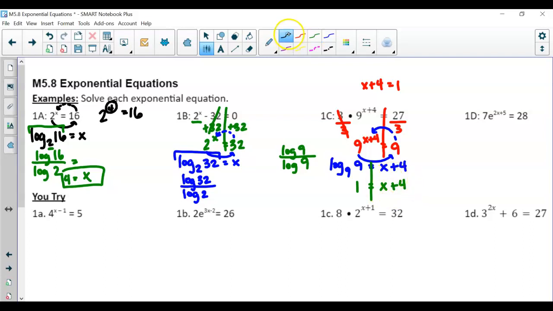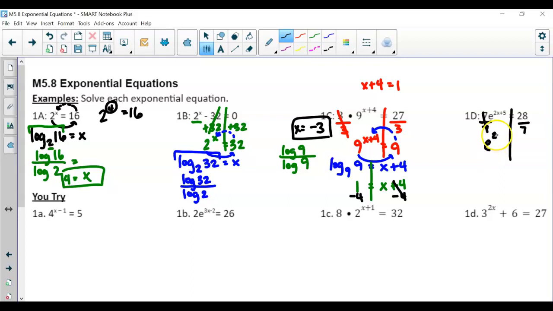So now here we still need to solve for x. If I'm adding 4, subtract 4. So x is equal to -3. So again, you got to get the exponential here by itself. Now notice we have e here, which is still our exponential, but it's being multiplied by 7. So what do we have to do first? Divide by 7. Opposite, right?